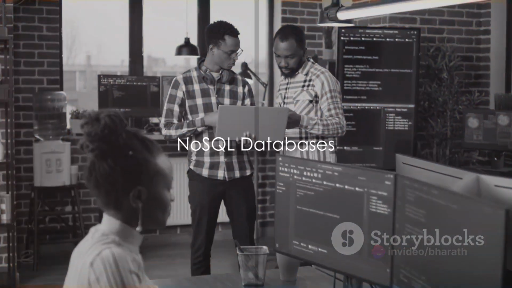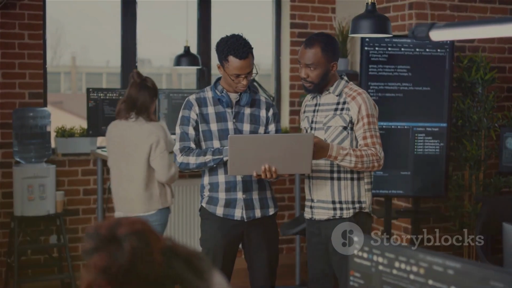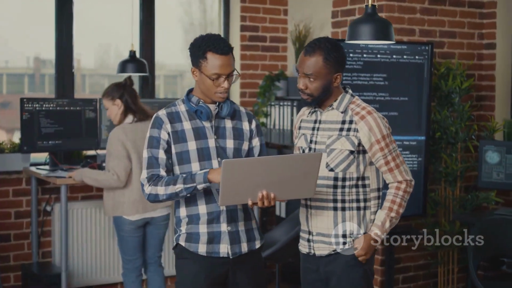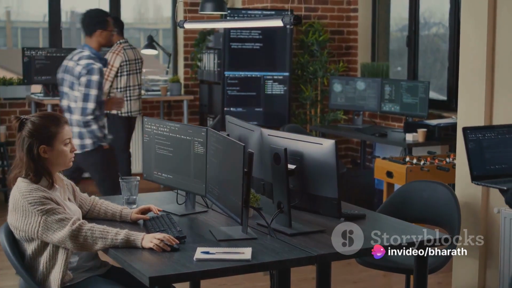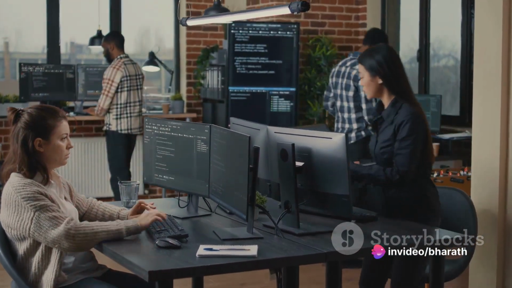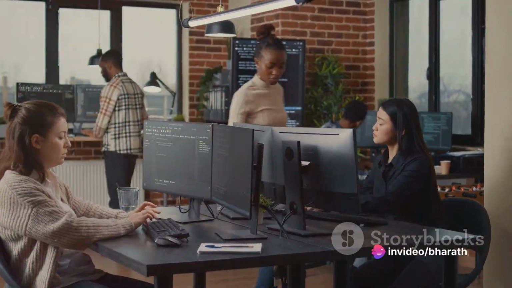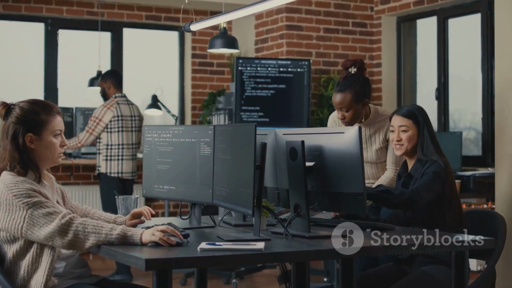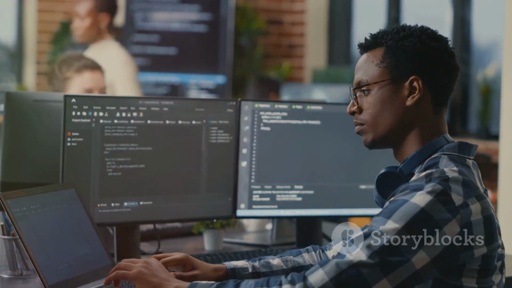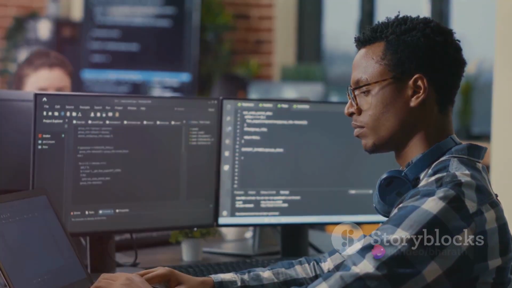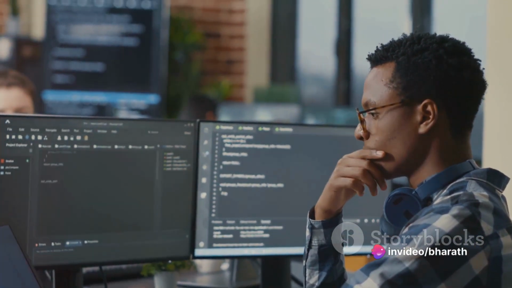Moving on to NoSQL databases, a more flexible and scalable approach to data storage. Unlike traditional relational databases, NoSQL databases aren't constrained by rigid schemas. This means they can handle a diverse range of data types, making them ideal for unstructured and semi-structured data. Whether it's a blog post, a tweet, or a satellite image, NoSQL databases can store it all.